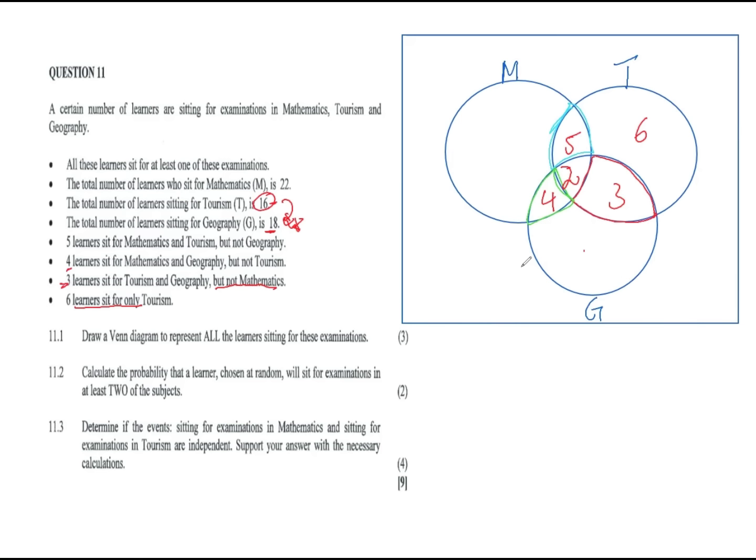So that means in order for this to make up 18, there has to be 9. So only 9 learners sat for geography only. Right, then we go to mathematics. The total number of learners who sit for mathematics is 22.